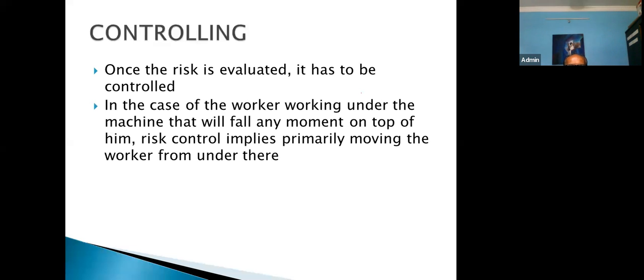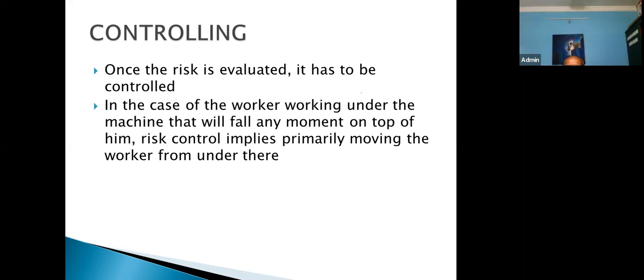Then the third point in the definition is controlling. Once the risk is evaluated, it has to be controlled. Now you are already aware of the risk. After knowing the risk, what will you do? Naturally you will control the risk. Otherwise, if you identify the risk, assess the risk, and do not control it, then what is the use of those efforts? Those efforts will be wasted. So in order to use your efforts, you are supposed to control the risk.